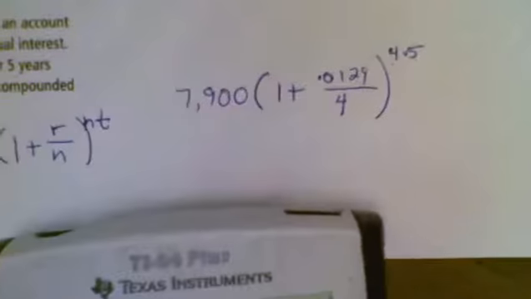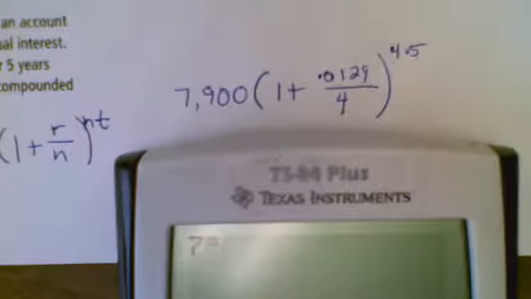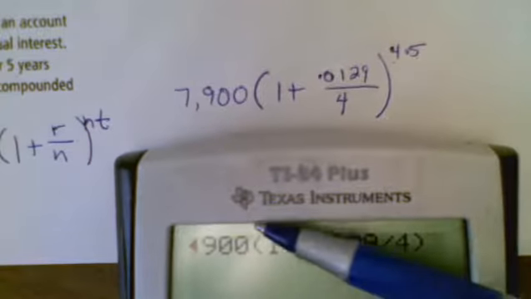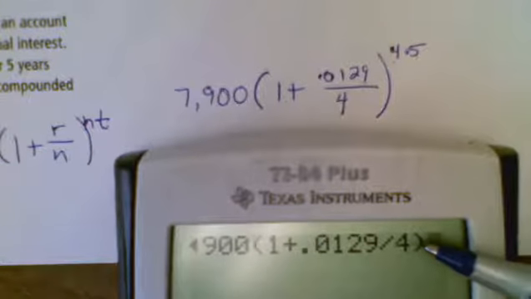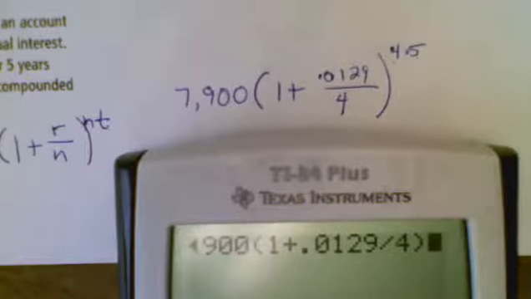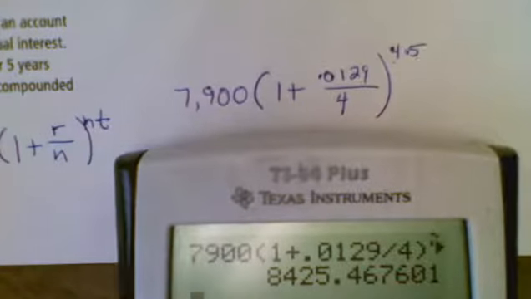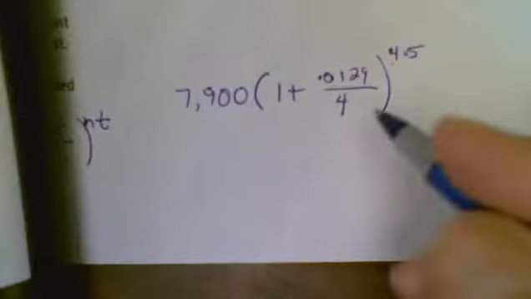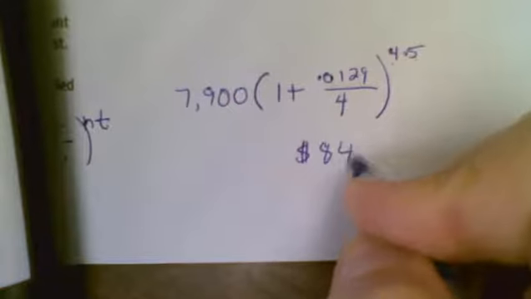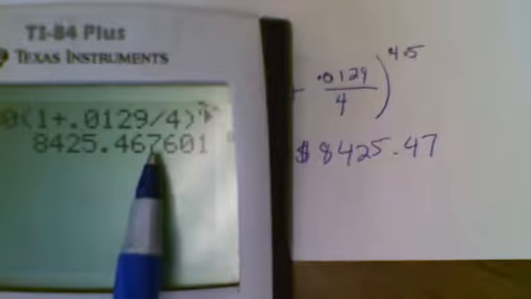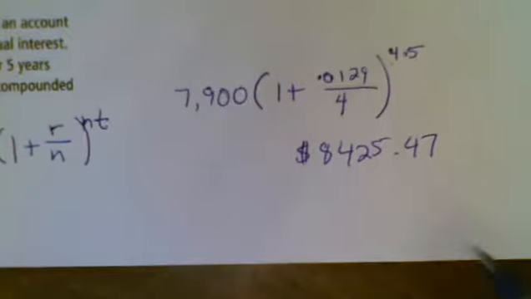So on your calculator, you're going to type in 7,900, parentheses, you can type it in just as is, 1 plus 0.0129 divided by 4. The calculator will do order of operations. It'll divide this first, then add the 1, and because that's in parentheses, it'll get that answer before it does anything else. Then you want to raise it to the 4 times 5 power, or just raise it to the 20th power. Hit enter, the calculator will do the correct order of operations. I get $8,425.47. That's the amount I would have after 5 years. It rounds to 47 cents because the next digit is a 6, so it rounds up. It's 5 or greater. So that's the amount I have.